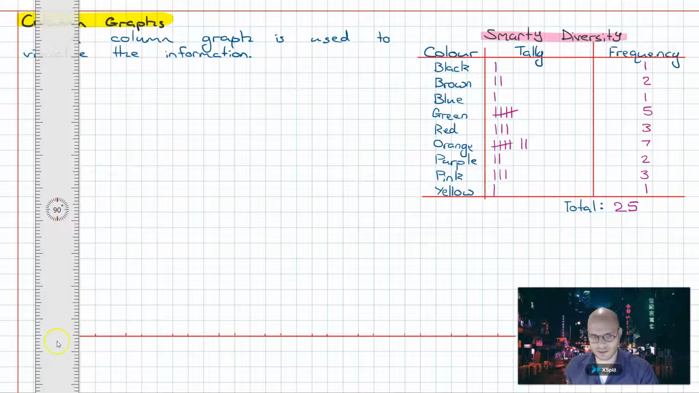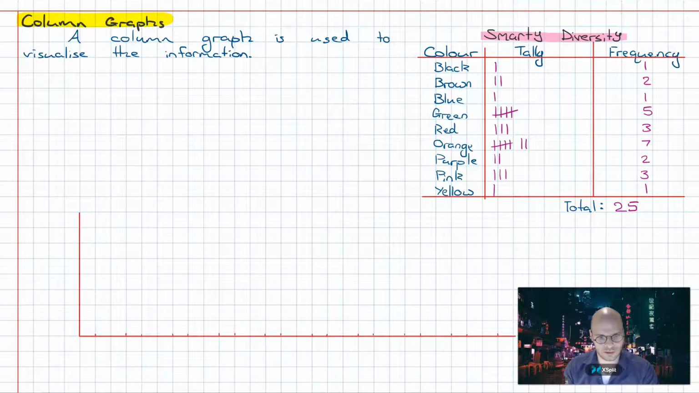So what that means is I have to be able to represent up to 7 on my vertical area. To do this, I'm just going to say that one grid or one square is representative of a frequency of 1. So following that up, I'm going to rule up to 1, 2, 3, 4, 5, 6, 7, and we have to represent at least up to 7. So I'm going to go upwards to 8. Putting my ruler away, I'm then going to mark an arrowhead at the top here.